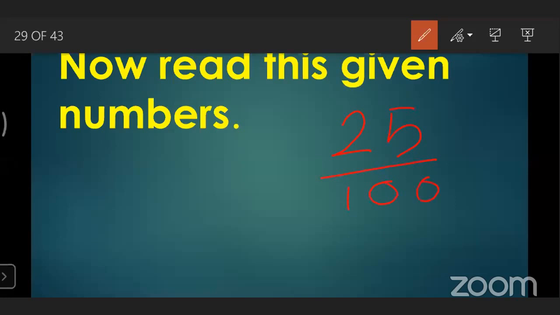25 upon 100. Can you convert this into a decimal number? Now here is no whole number, right? So write down a 0, put a decimal point, and 2, 5. 0.25, not 25. 0.25. Okay.